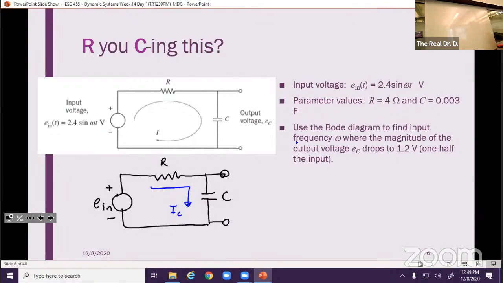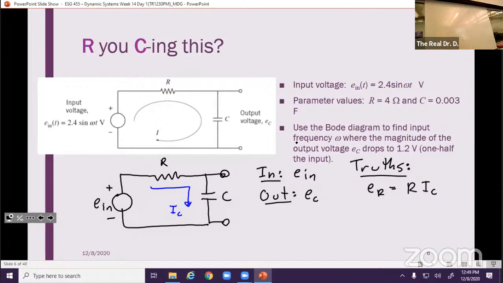So we're going to redraw our circuit. Well, that's looking good. We're going to do our home model, right? Because we need the transfer function. So I'm going to set my input as E in. My output was given as E sub C. Right, mathematical truths. And KVL.